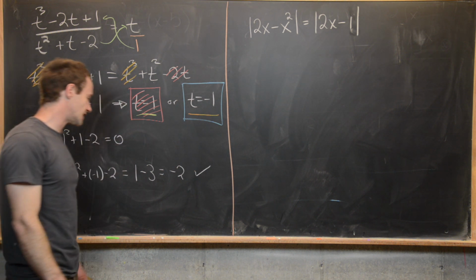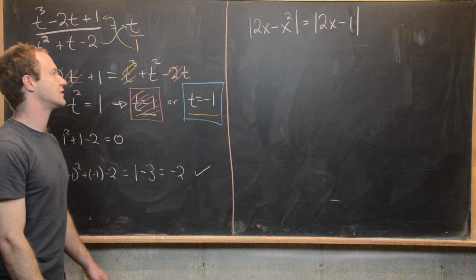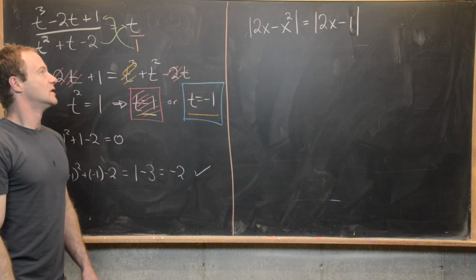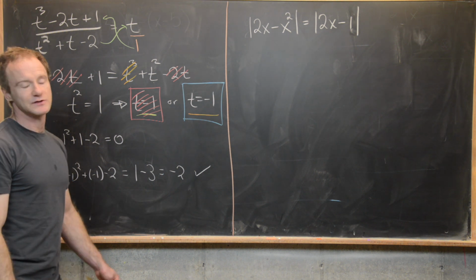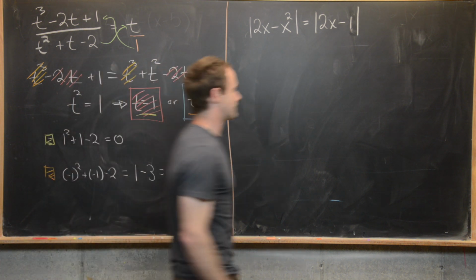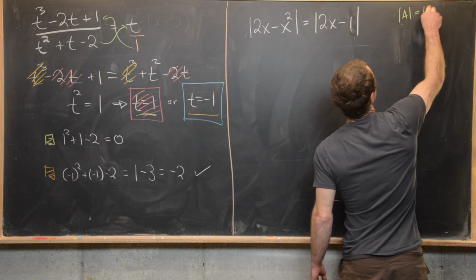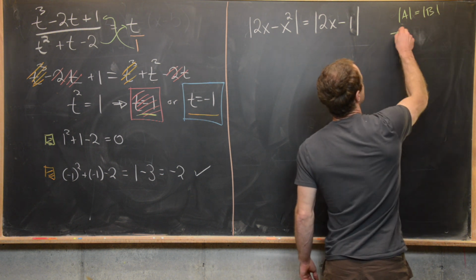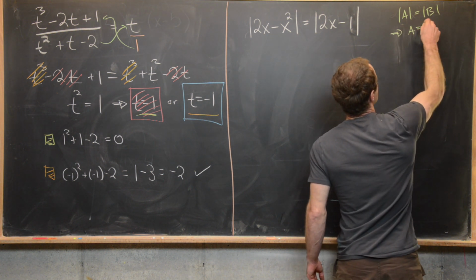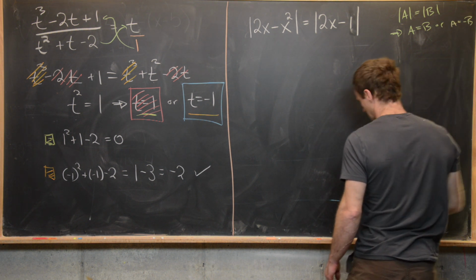Okay, so now let's move on to this next one. So here we're looking at the absolute value of 2x minus x squared equals the absolute value of 2x minus 1. Now here we're going to use the following fact, that if we have the absolute value of a equals the absolute value of b, then that means that we have a equals b or a equals negative b.